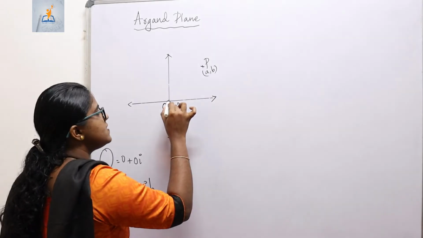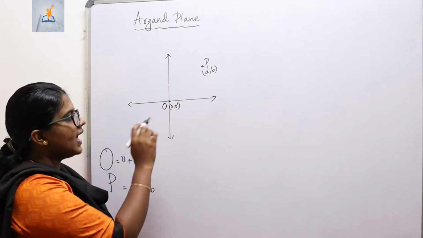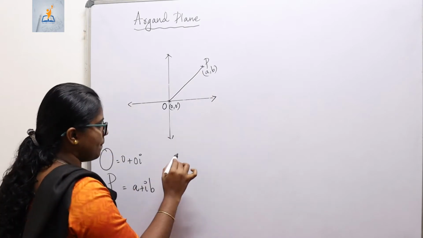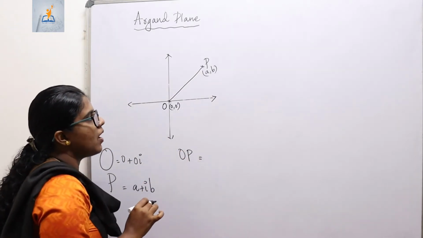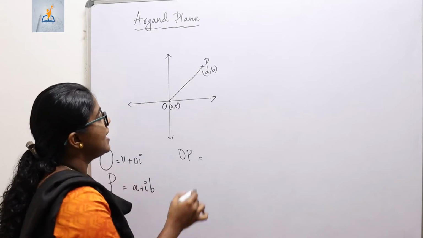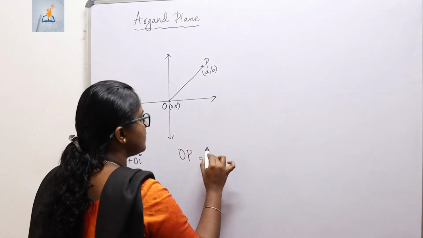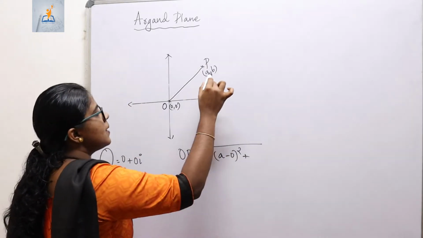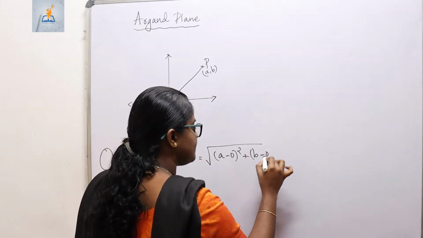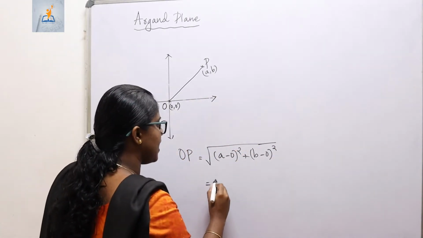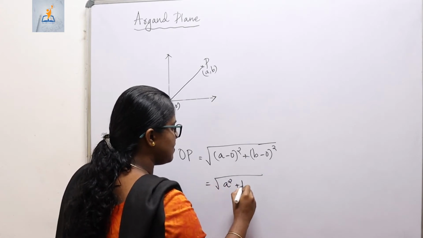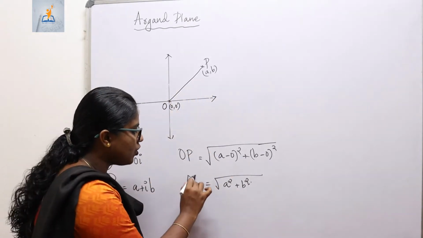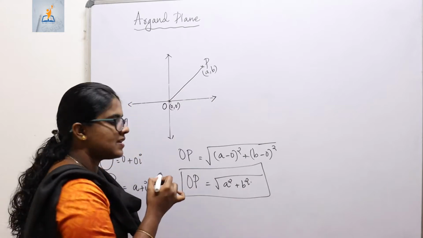So we have 2 points, the origin and P, in this plane, and we know how to find the distance OP. So OP can be found using the distance formula, that is square root of (a minus 0) square plus (b minus 0) square. So that can be simplified as square root of a square plus b square. So the distance OP is simply square root of a square plus b square.